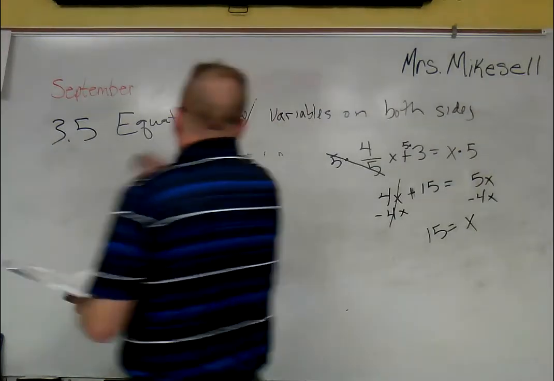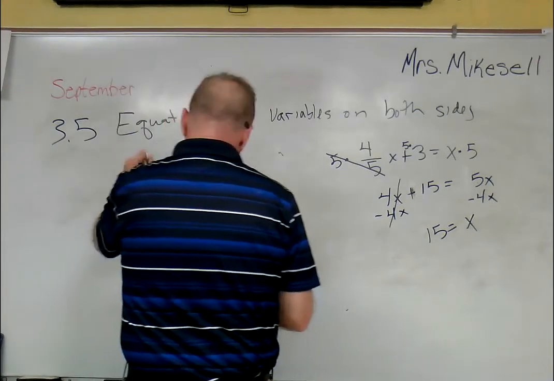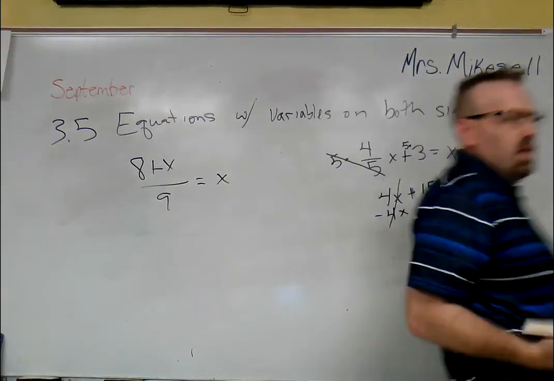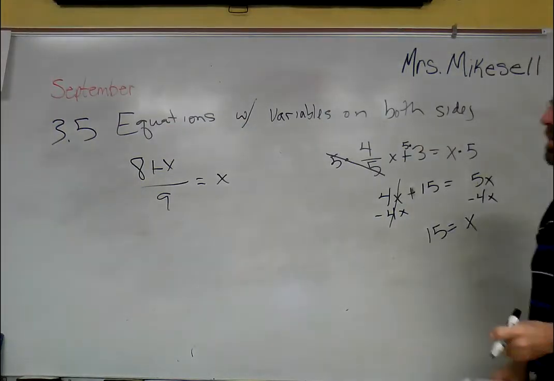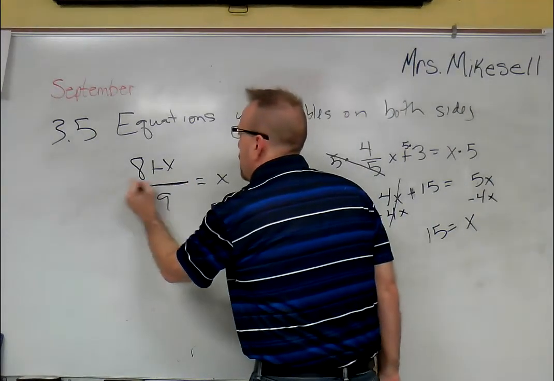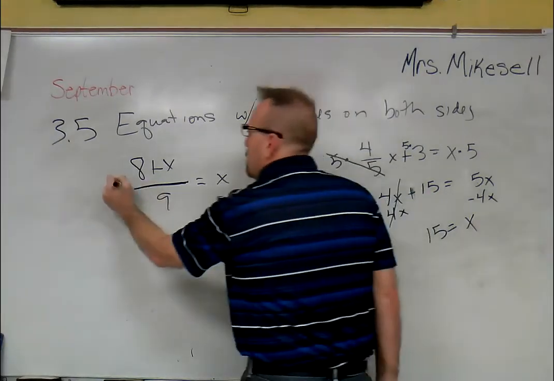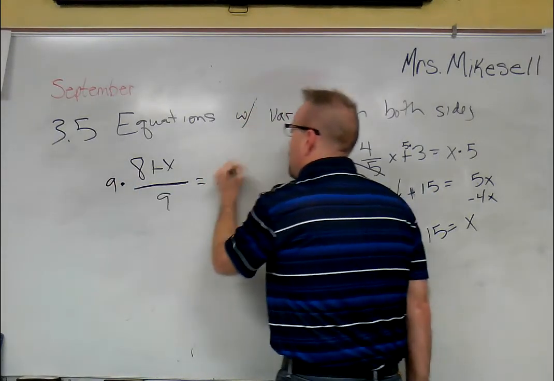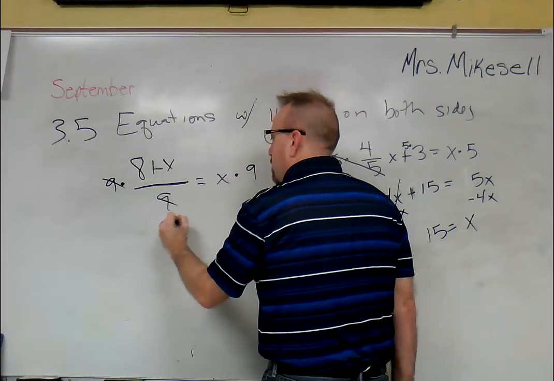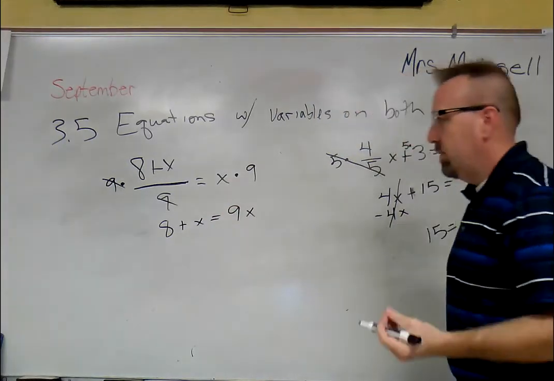We're going to do another fraction type one. We have 8 plus x all divided by 9 equals x. So we have this division. How can we get rid of division? We're going to multiply both sides by 9. In the process, we cancel our 9s. 8 plus x equals 9x. Much simpler to start now.